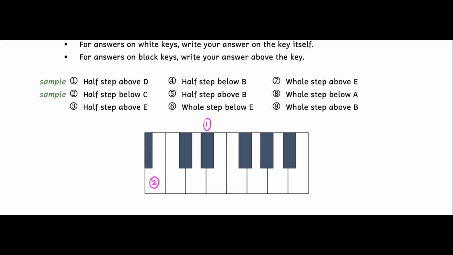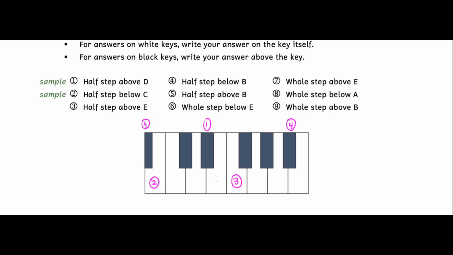Okay, number 3, a half step above E. Here's E. A half step above is right here. So this is 3. Don't forget that a half step isn't always a black key, as we saw here with number 3. Number 4, a half step below B. So here's B, and a half step below B is right there. So this is 4. Now there's another half step below down here as well. So if you put 4 here, that's also correct.